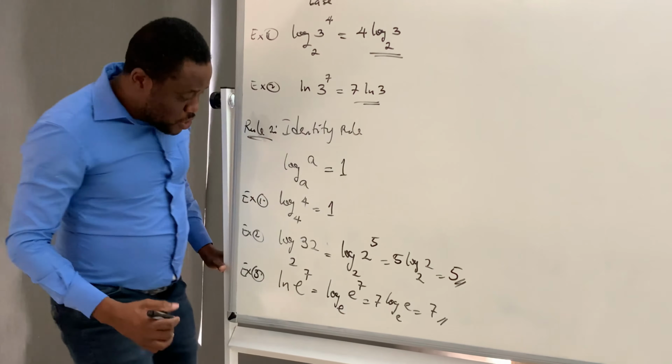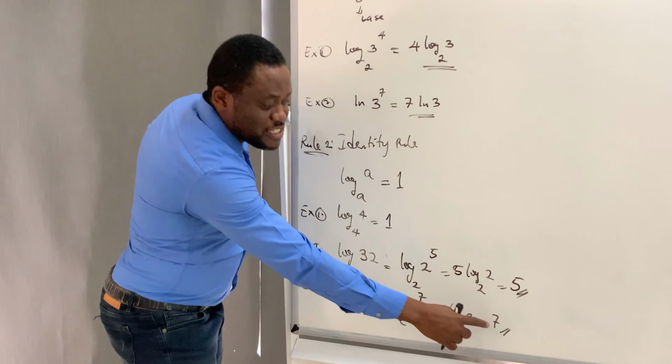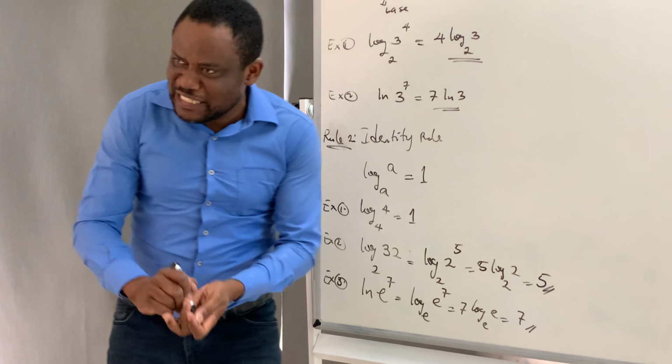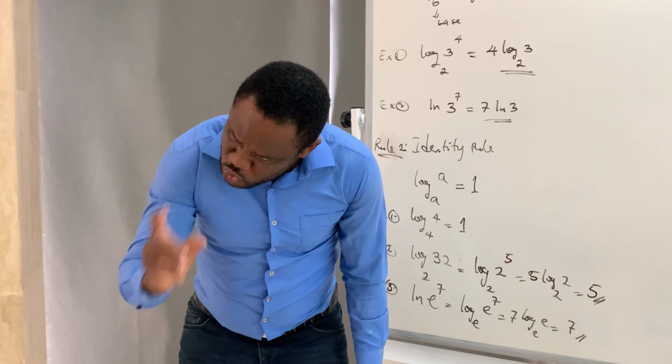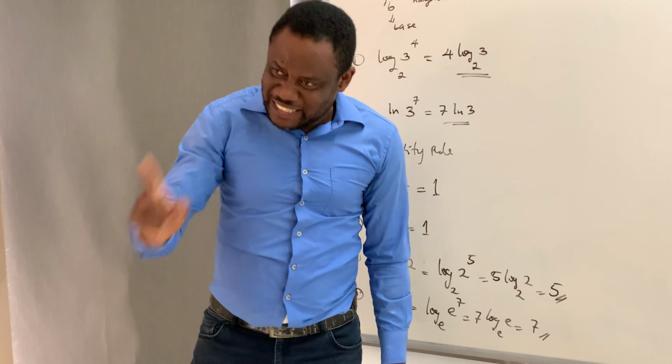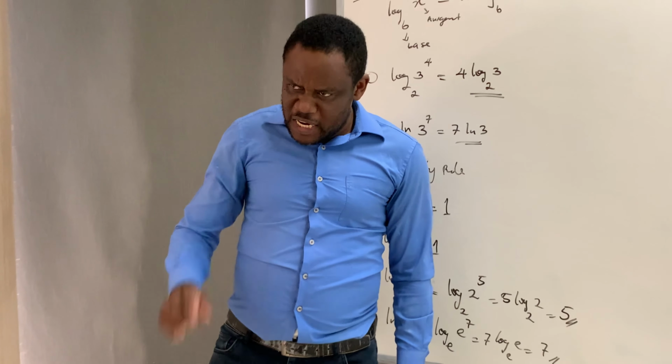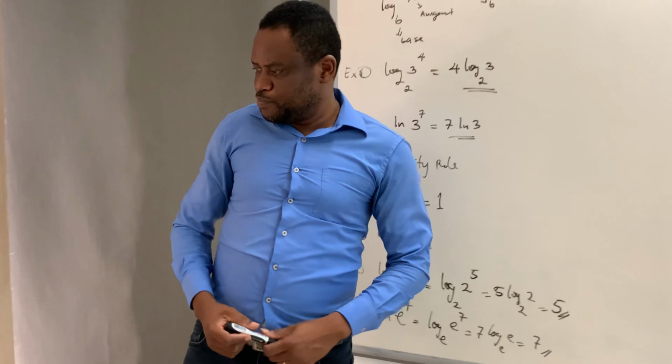So from here I can say ln e is 1, and what is left is 7. Do you understand? This is the foundation to the world of calculus. Please take it very seriously. Okay? Now let's move to the third rule.